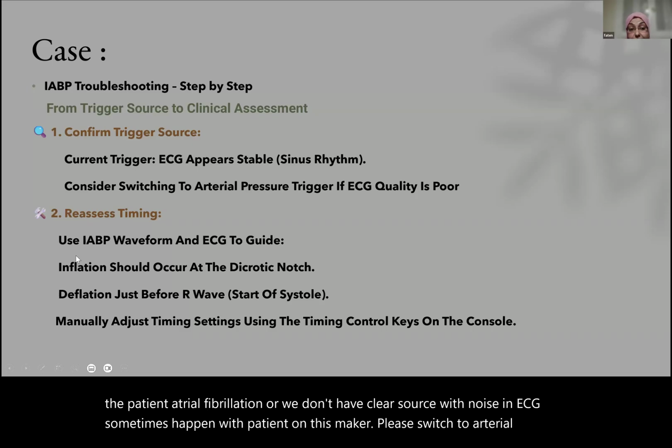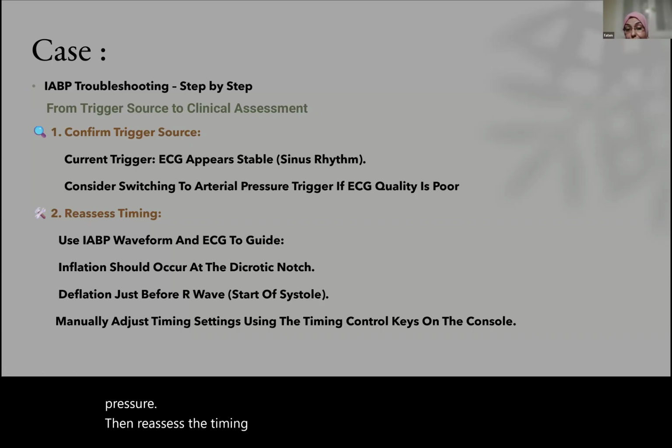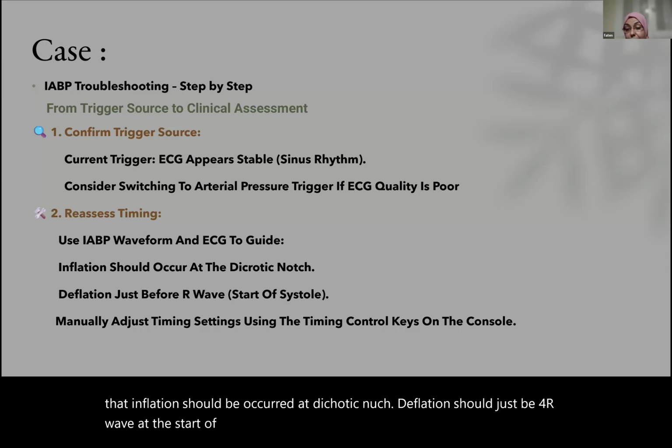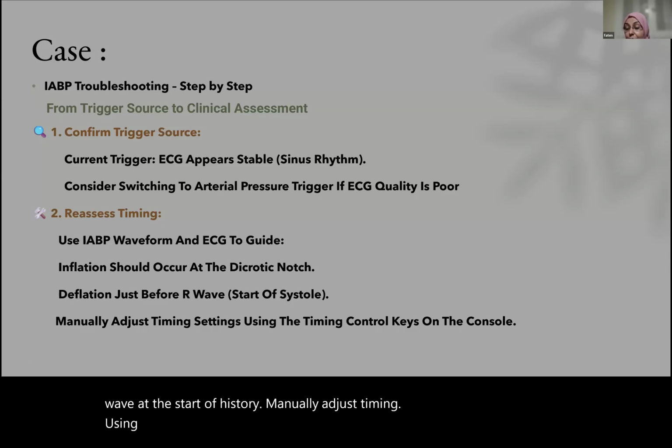Then reassess the timing, using the arterial pressure waveform and ECG to guide that. Inflation should occur at the dicrotic notch. Deflation should be just before the R wave at the start of systole. Manually adjust timing using the timing control in the console. Or, if we can, do it by auto mode in the console.